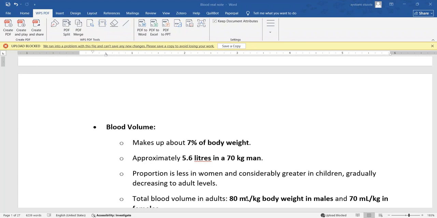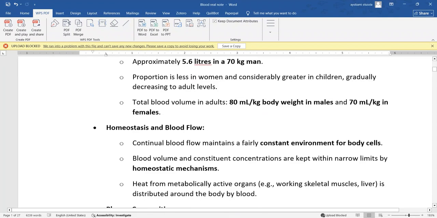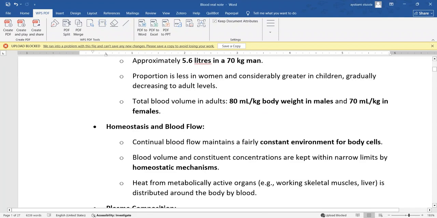But as the child keeps growing, it gradually decreases like that. Now the total blood volume in adults, we have about 80 ml per kilogram body weight in males, while females have about 70 ml per kilogram of blood.